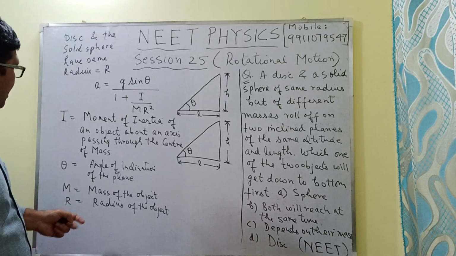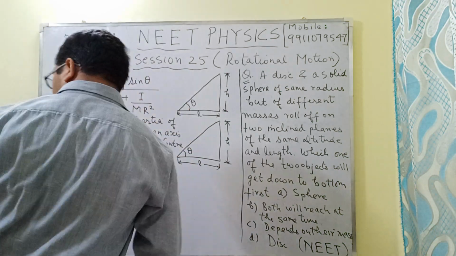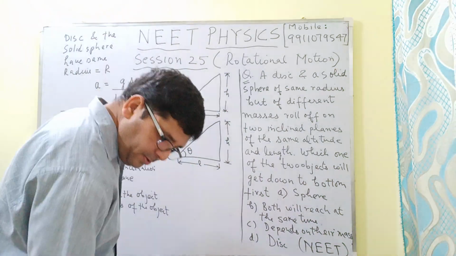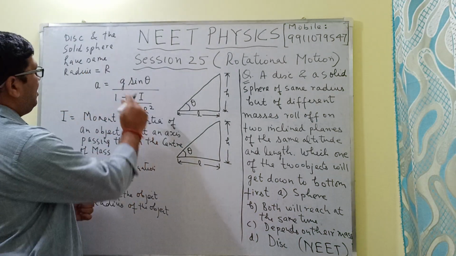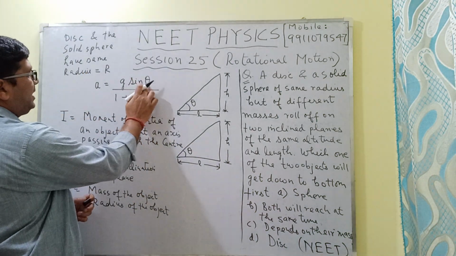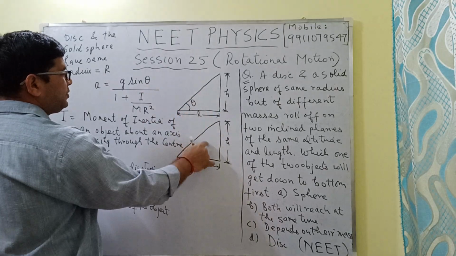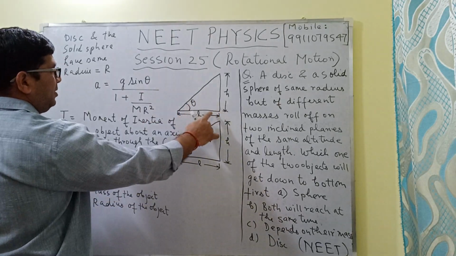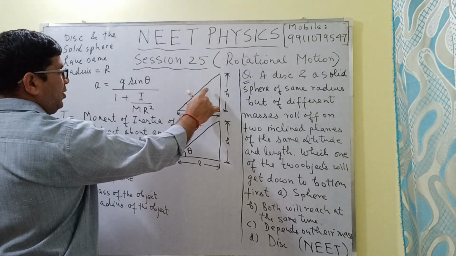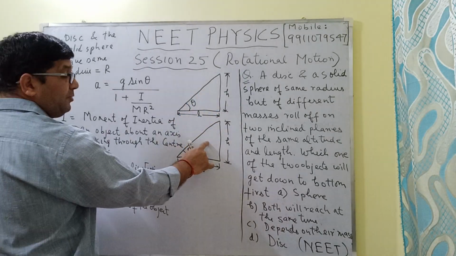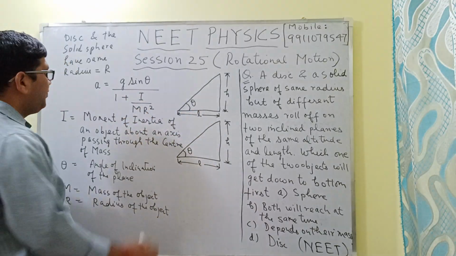So in this question, g sin theta will be constant. This means the value of sin theta in both these two cases will be the same. That is, the value of sin theta for this plane and the value of sin theta for this plane will be equal. g is constant.